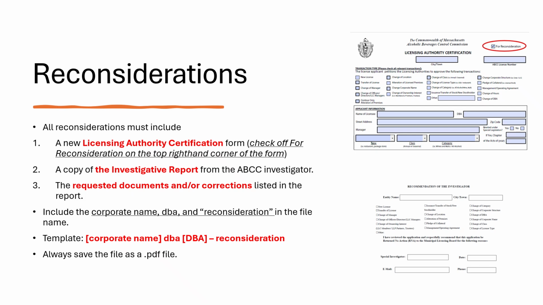If an application is being submitted for reconsideration, make sure the file includes the new licensing authority certification form signed by the local board, a copy of the investigative report from the ABCC investigator, and the requested documents and/or corrections listed in the investigative report. Please put the documents in this order when compiling into one file. The new licensing authority certification form must have the For Reconsideration box checked off in the top right-hand corner of the form. The file name should include the corporate name, DBA if applicable, and reconsideration. Save this file as a PDF file.